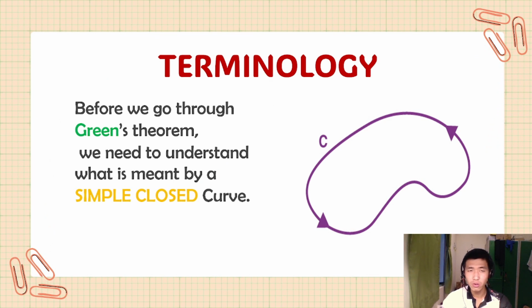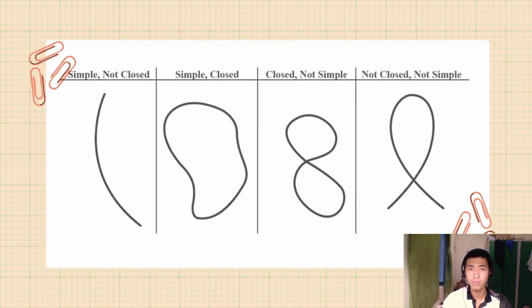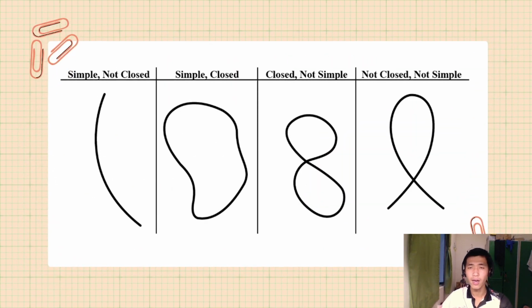Terminology. Before we go through Green's theorem, we need to understand what is meant by simple closed curve. And there are four examples of curve in this figure. First, it is a simple but not closed curve. And the second figure is a simple and closed curve. And the third one is closed but not a simple curve. And the fourth one is not closed and not a simple curve.